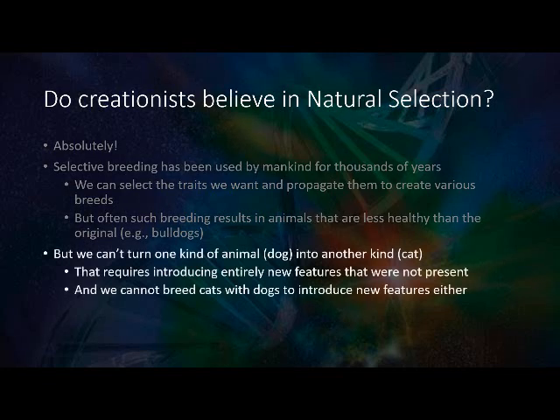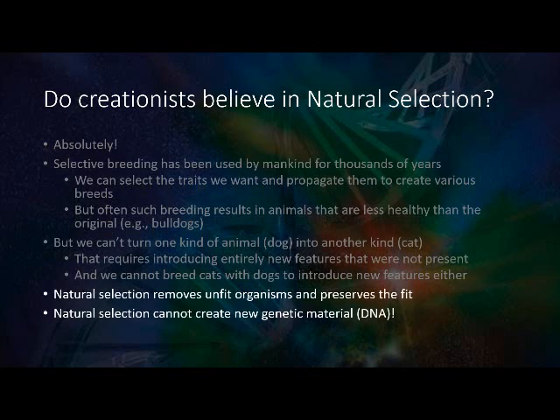One thing that selective breeding cannot do is turn one kind of animal into another kind. It can't turn a dog by selective breeding into a cat. That requires introducing entirely new features that weren't present in the dogs. For example, retractable claws. That's pretty obvious about cats. But if the genetic material is not there in the dog breeds, you can't select it and breed cats out of dogs. You have to have some new DNA, some new features. So natural selection does indeed remove unfit organisms and preserves the fit, but it can't create new genetic material.